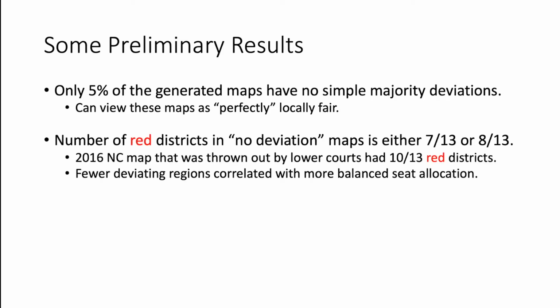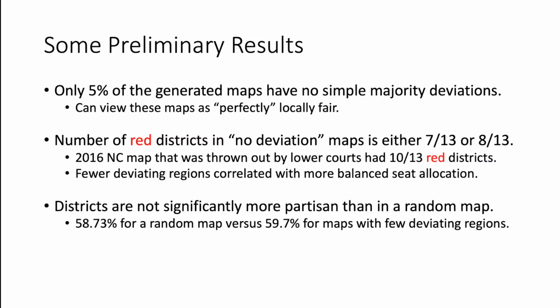In these no deviation maps, if you look at the number of districts that would vote red and the number of districts that would vote blue, then the number of red districts would be either 7 out of the 13 or 8 out of the 13. Just to contrast, the 2016 map that was actually drawn and used, which was thrown out by lower courts but reinstated by the Supreme Court, had 10 out of 13 districts that voted red. And what we find is that maps with fewer deviating regions are correlated with having more balanced seat allocation in this sense.